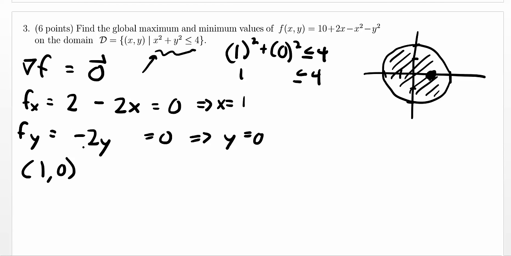Now we don't care about whether this is a local min, a local max, or a saddle point anymore, because they're asking us to find the global maximum and minimum values. So we're just finding all the possible points, and we're going to test their z-values and pick the biggest and the smallest as the global max and min.